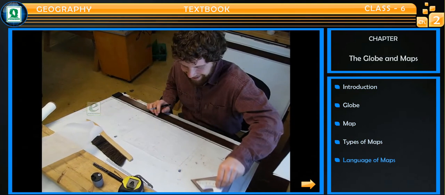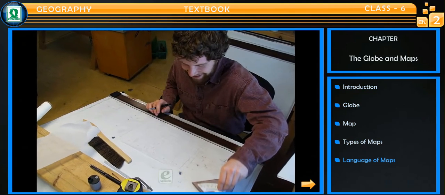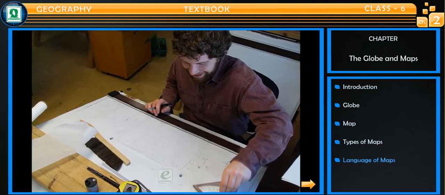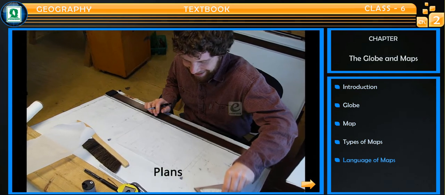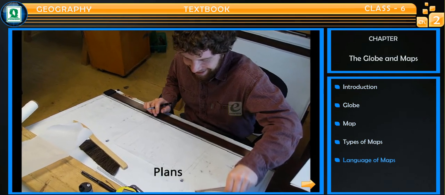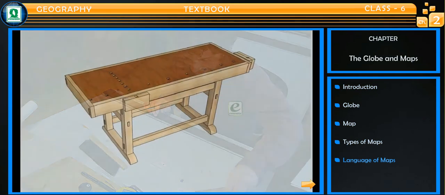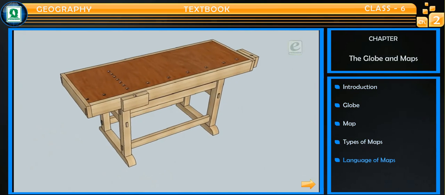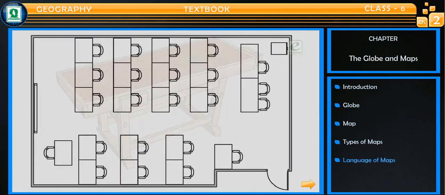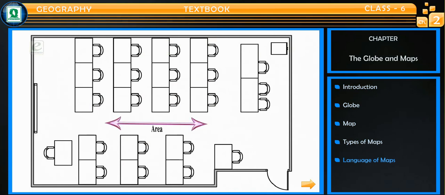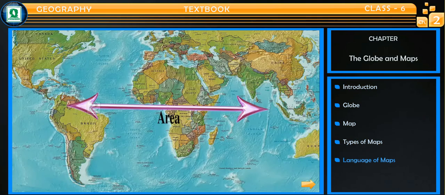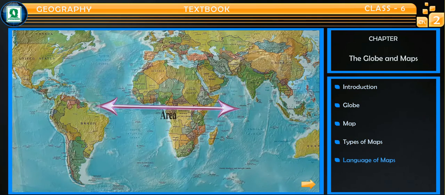Sometimes maps are drawn at a very large scale to show many details of a small area. Such maps are called plans. Like if you want to show the number and position of benches in your classroom, you will have to draw a plan of the room itself. Such details cannot be shown on the map of your town or the city. A plan shows a small area on a large scale, and a map shows a large area on a small scale.